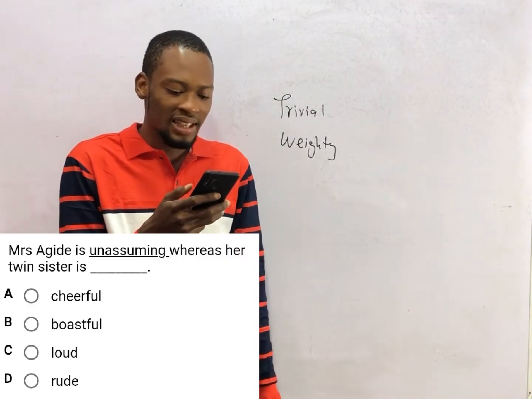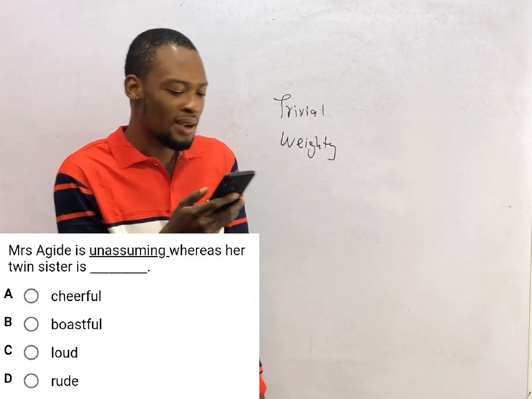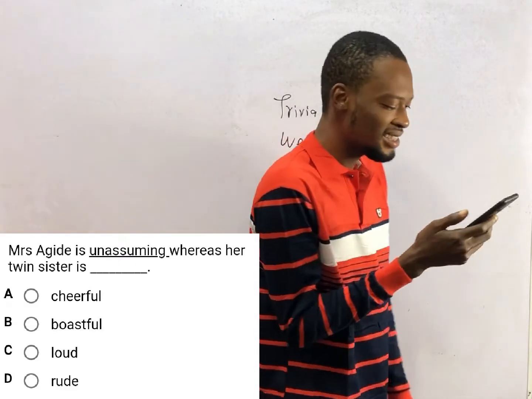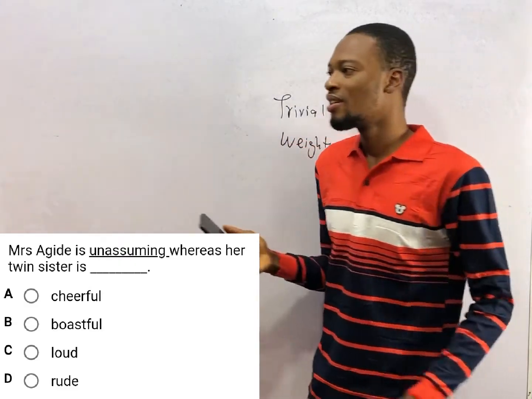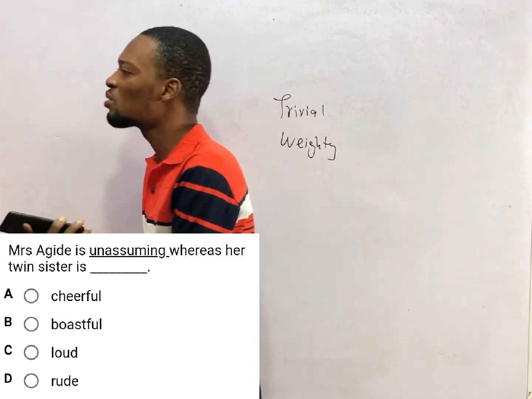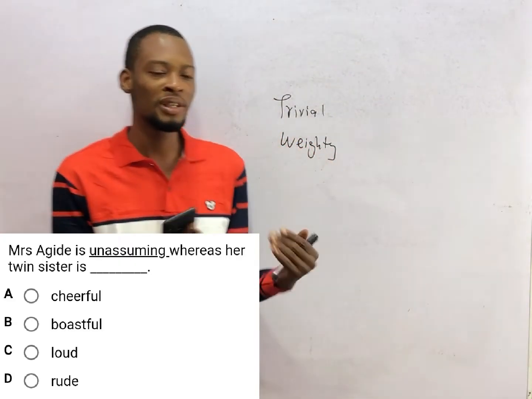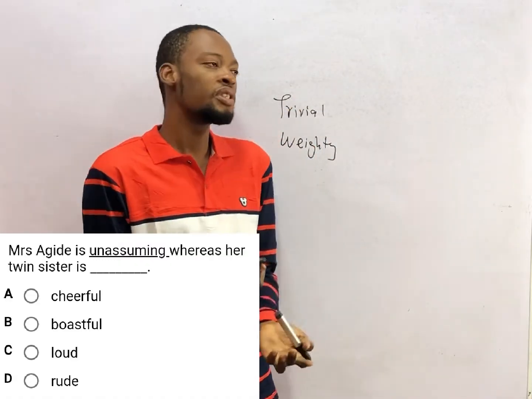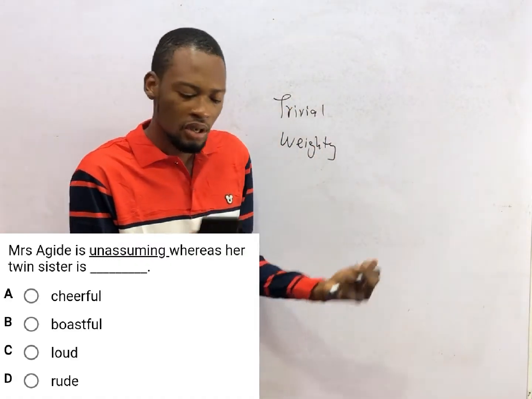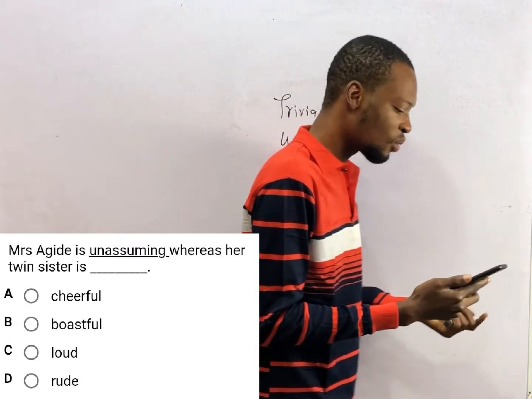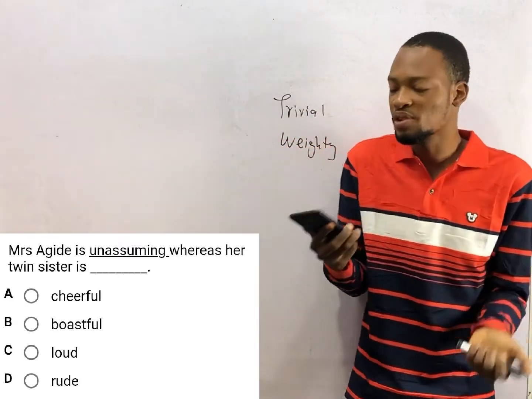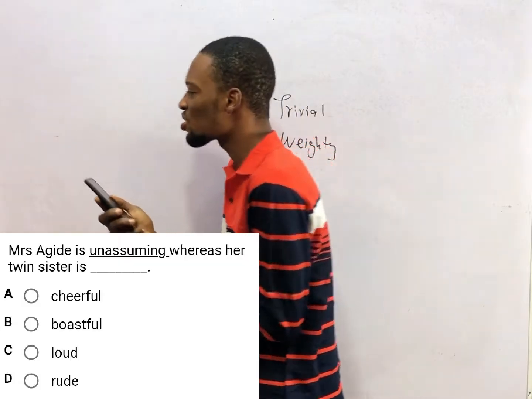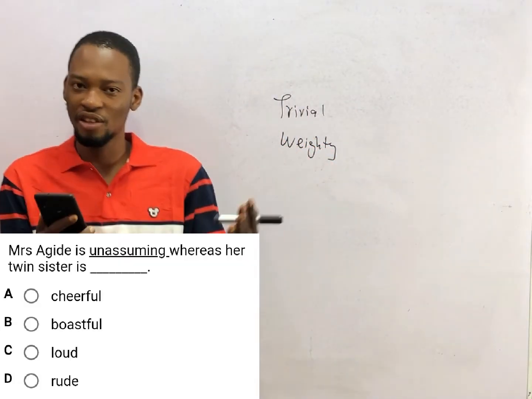Mrs. Agide is unassuming, whereas her twin sister is dash. To be unassuming means not wanting to draw attention, or to be humble, to be calm. You are not assuming, you are not pompous. The opposite is boastful. Mrs. Agide is unassuming, whereas her sister is boastful. So this contrasts with her sister's behavior.